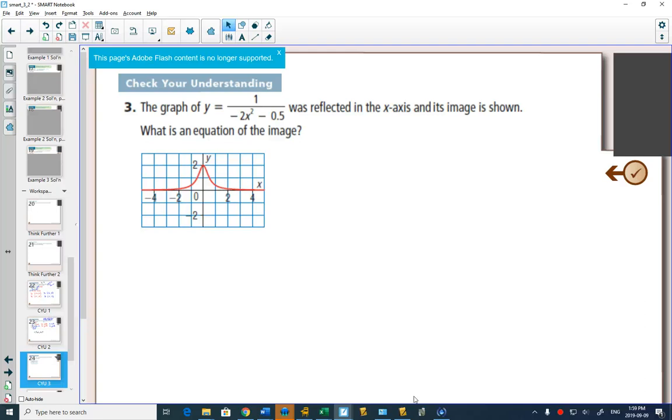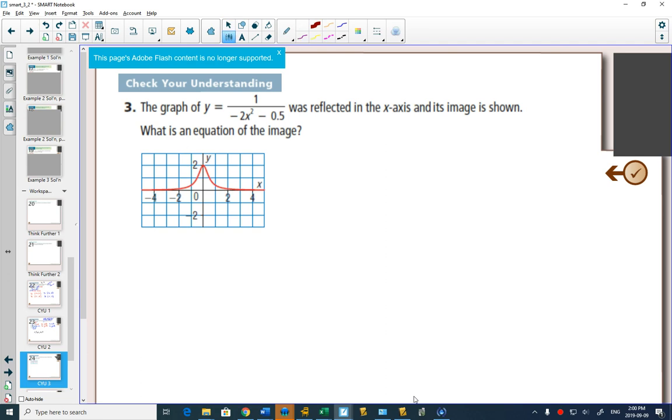The graph of y equals 1 over negative 2x squared minus 0.5 was reflected in the x-axis and its image is shown. So there's a lot happening in this sentence right here. First of all, this is not this graph. We have a graph after it's been reflected in the x-axis.